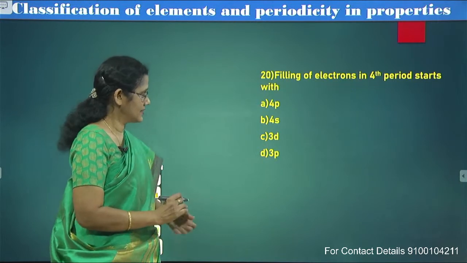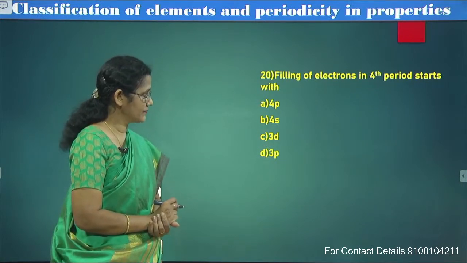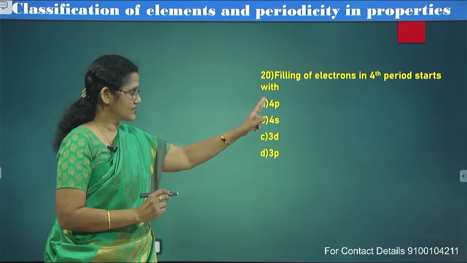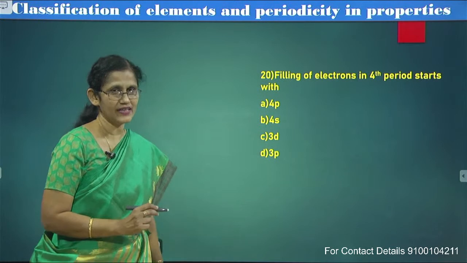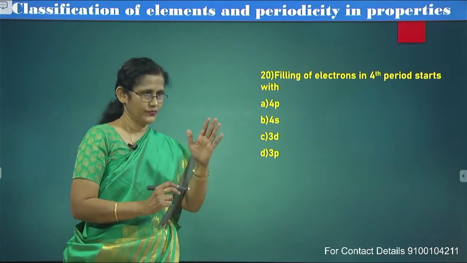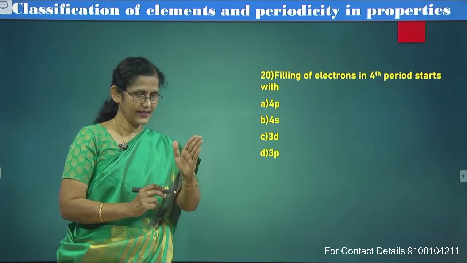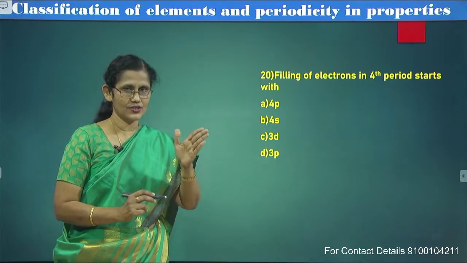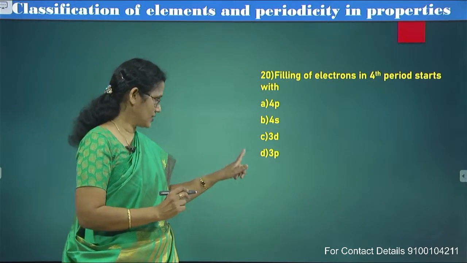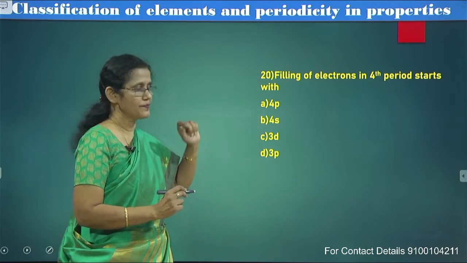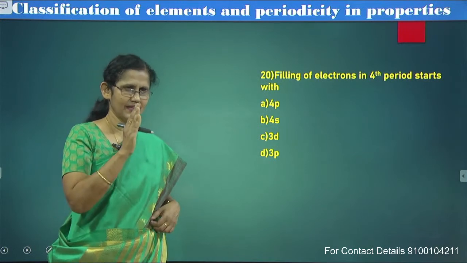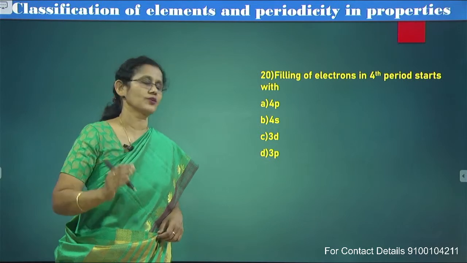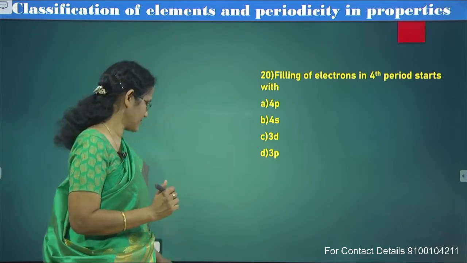Now, see the question. Filling of elements in the 4th period starts with. When I say 4th period, you know 4s, then 3d and 4p. Any period starts with s orbital filling. So, it should be 4s, option B should be correct. In every period the electrons are first filled in s orbitals. So, 4s should be the correct option.